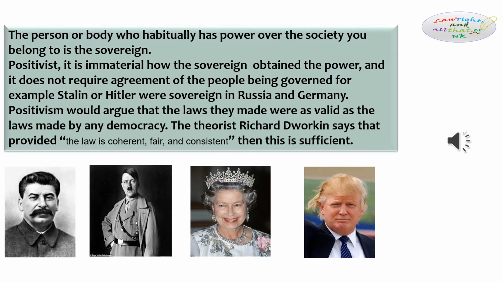Can you see how that may be a flaw in the positivist's argument, that the theory doesn't care where the power came from, it just cares that the power is habitual over society, and that provided the law is coherent, fair, and fair doesn't mean equitable, which means it's just. Fair simply means that it's fair to that rule. It's clear that the person knows what the rule is and that they haven't complied with it. That's the element of consistency we're talking about.